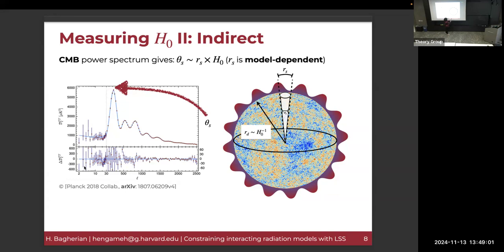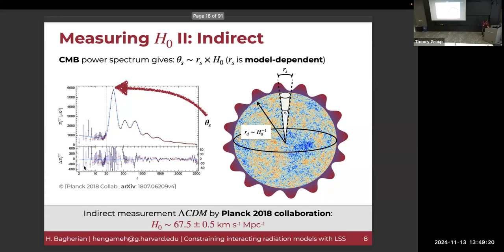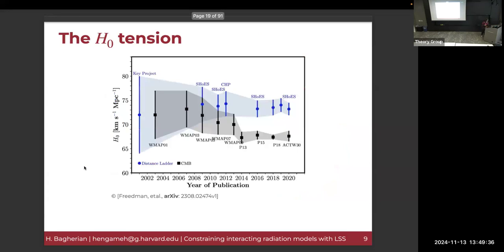Just looking at this triangle, I can see that the sound horizon is related to theta s by trigonometry. And this distance is basically how old my universe is, or how long from the CMB up until now it has expanded. That's the measurement of the Hubble parameter. If we do this and use lambda CDM to determine the value of r_s, we get an H0 measurement of 67.5. If I compare this to Adam Riess's group, then I get a 5 sigma difference.